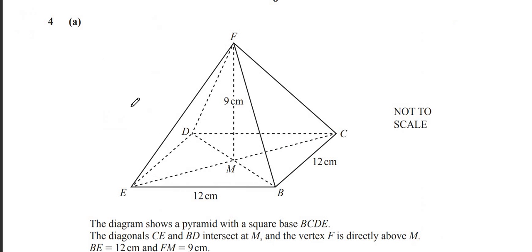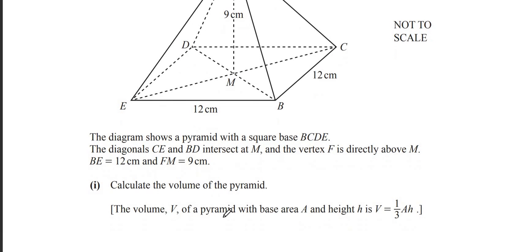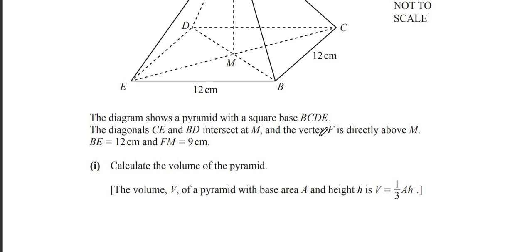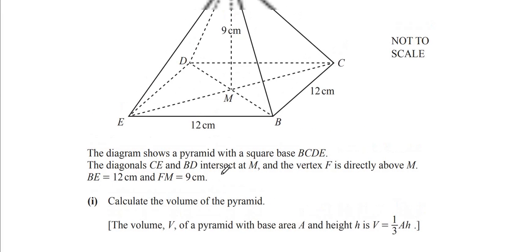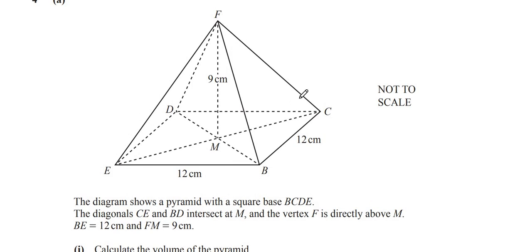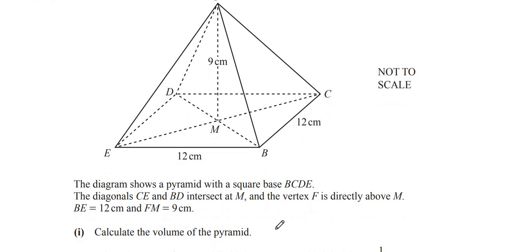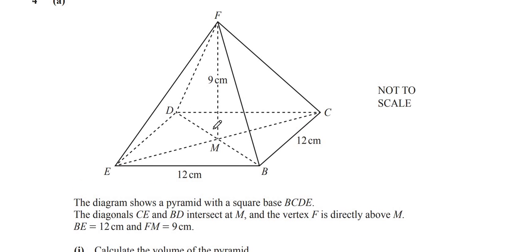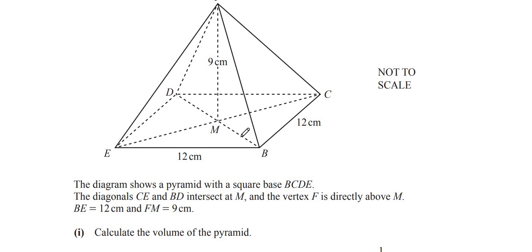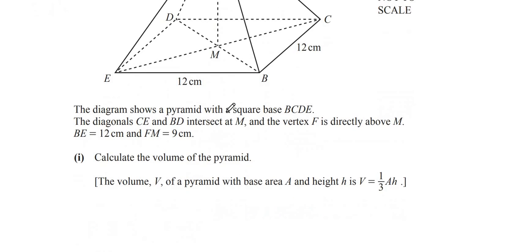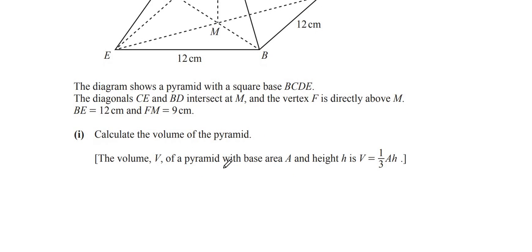All right. Moving on to question number 4, it says that the diagram shows a pyramid with a square base BCDE. The diagonals CE and BD intersect at M, and the vertex F is directly above M. BE is equal to 12, FM is equal to 9. Calculate the volume of the pyramid.